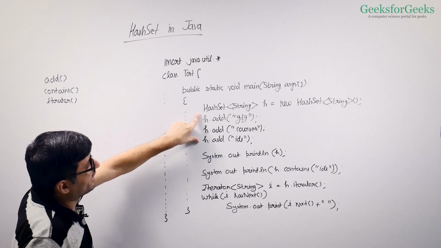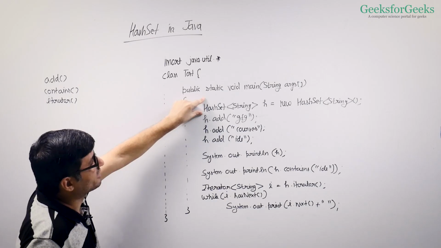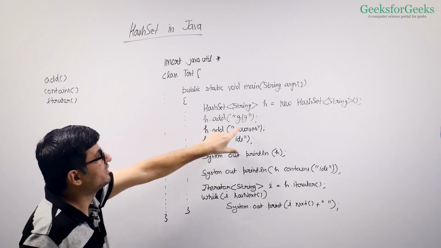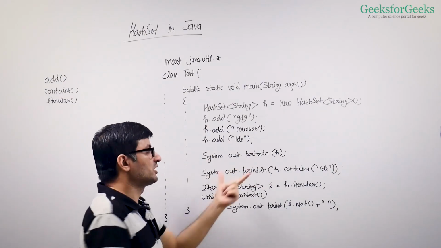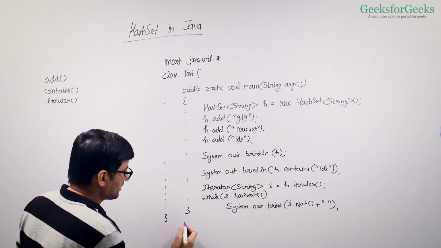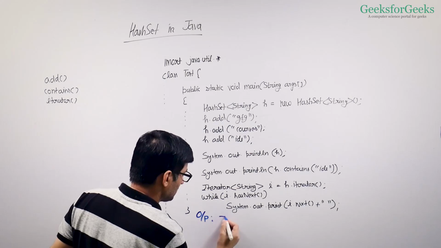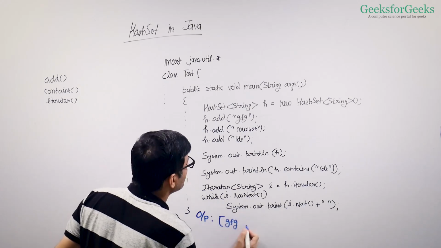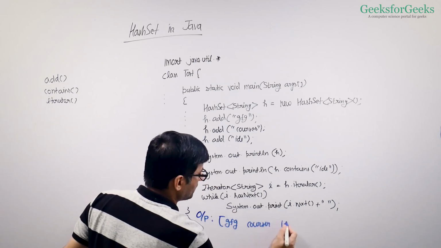Once we created the hash set, we add these three keys: GFG, courses, and IDE. Now we print the hash set. There's a toString function that prints the content of this hash set. So the output of this part is going to be GFG, courses, and then IDE.